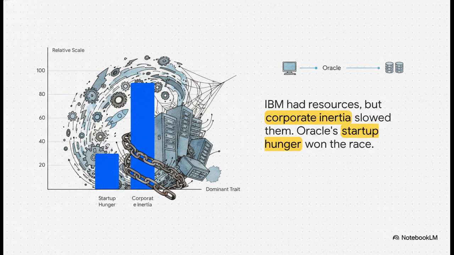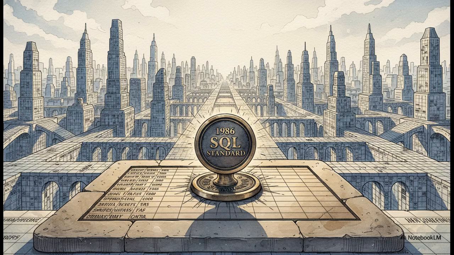I mean, IBM had all the money, all the resources, but they were paralyzed by corporate inertia. Ellison's small team had nothing to lose and was driven by pure startup hunger. In 1979, they did it. They shipped the world's first commercial SQL database, Oracle, a full 2 years before IBM finally got their own product out the door. By 1986, the war was pretty much over. That was the year SQL was officially adopted as the industry standard. The language that started as a secret research project inside IBM was now the universal way to talk to data, cementing the relational model's complete and total dominance for decades to come.